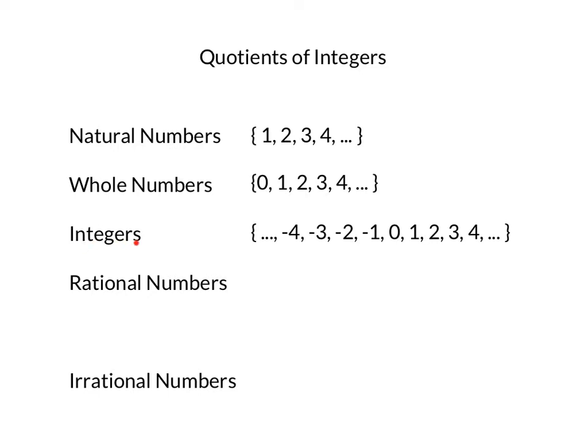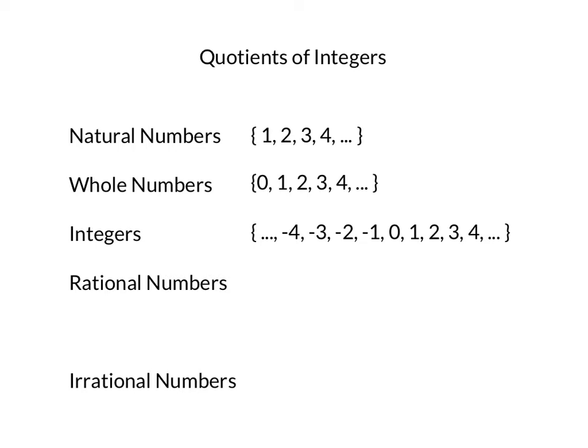Integers are whole numbers and their opposites. So it includes 0, 1 and -1, 2 and -2, 3 and -3, and so forth. But still no decimals or fractions. Rational numbers are where our fractions come in. The definition of rational numbers is the ratio of 2 integers. Basically, that's what we're doing today: quotients of integers. Quotient means to divide. Well, it's going to be the ratio of 2 integers.